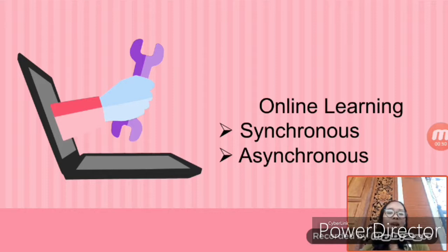Online learning is divided into two types, which are synchronous learning and then asynchronous learning. Synchronous learning is an online learning process which is happening at the same time. Means that students can stay in touch with their teacher and then classmates so that they can directly discuss something like an on-site classroom. Meanwhile, asynchronous learning is an online learning process which is happening at different times.